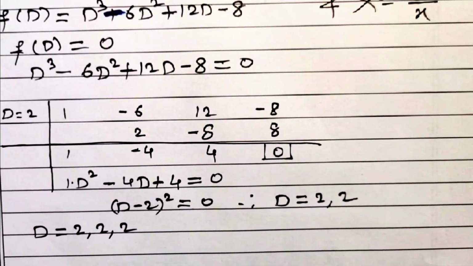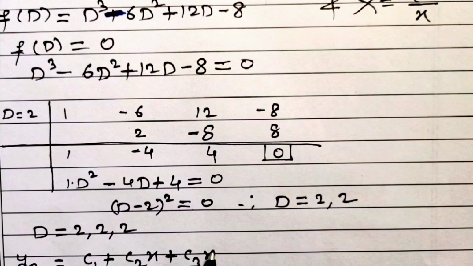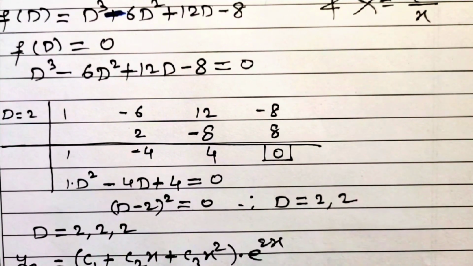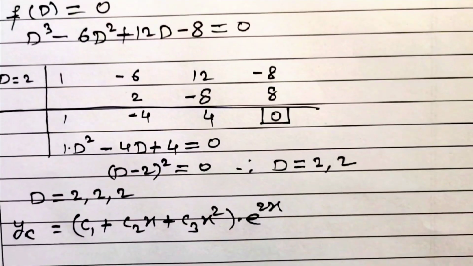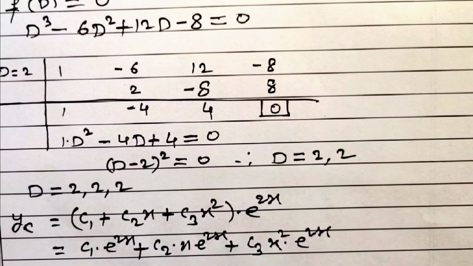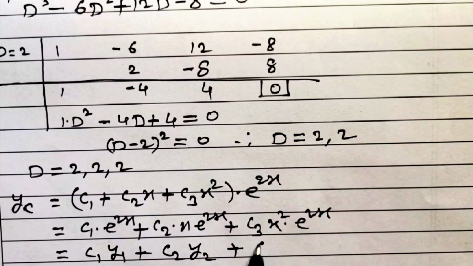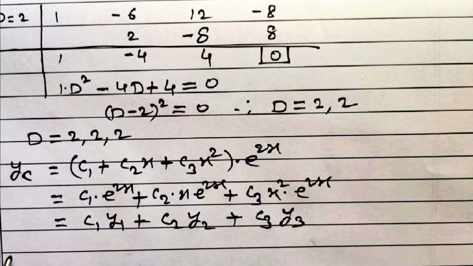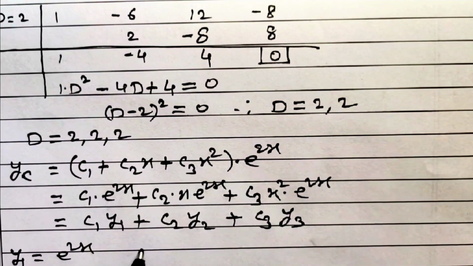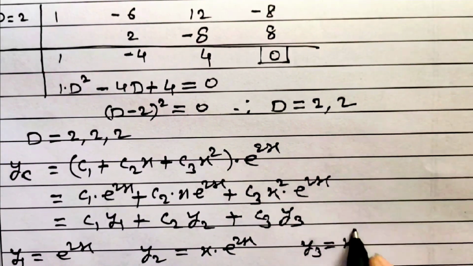The complementary function we can find: yc is equal to c1 plus c2 x plus c3 x square, into e to the power 2x. This is the complementary function. Taking multiplication, we can write yc is equal to c1 into e to the power 2x plus c2 into x into e to the power 2x plus c3 into x square into e to the power 2x. Comparing this with c1 y1 plus c2 y2 plus c3 y3, hence we can write y1 is equal to e to the power 2x, y2 is equal to x into e to the power 2x, and y3 is equal to x square into e to the power 2x.